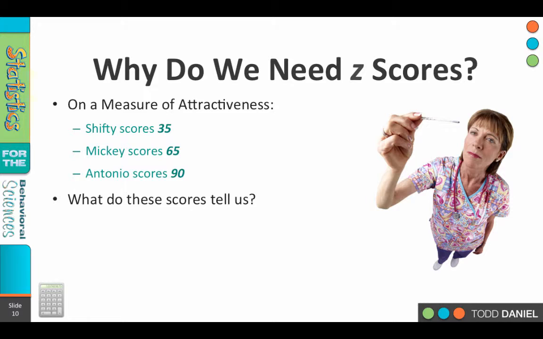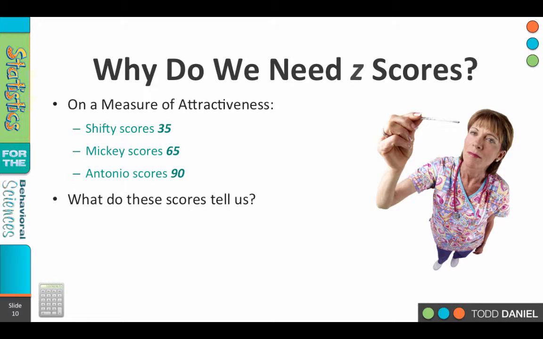Just looking at the raw scores, we know that Antonio has a higher score than Shifty, so he's probably more attractive. Now that's assuming that this test is in an ascending order where higher scores mean more attractive. We don't know that for sure. We're just making a guess, making an assumption about that. We know that Shifty is lower than both Mickey and Antonio, and we can figure out how many points lower, but what do those points really mean?